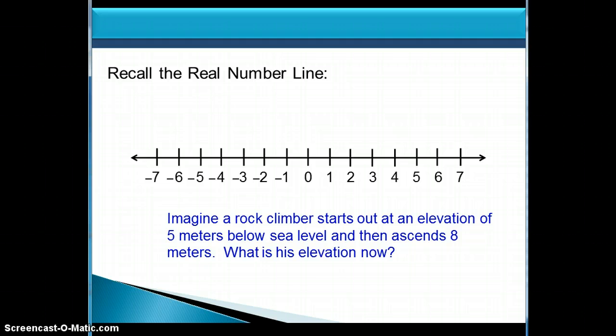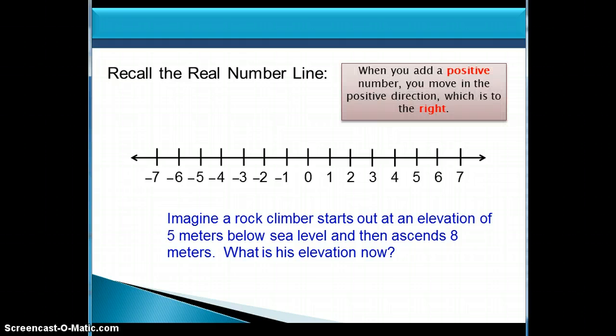So if we're adding a positive number, we're going to move in the positive direction, which is to the right. So we start at -5 and we move to the right 1, 2, 3, 4, 5, 6, 7, 8 units to the right. And notice that we end up at +3. So +3 would be above sea level, and so his elevation is 3 meters above sea level.